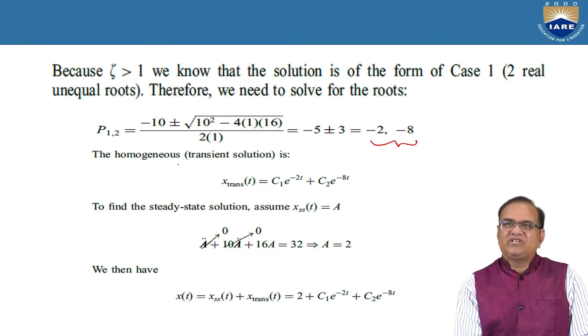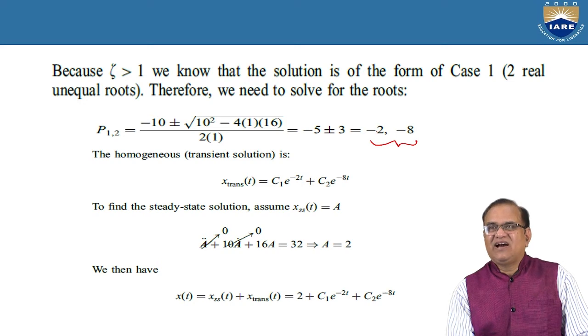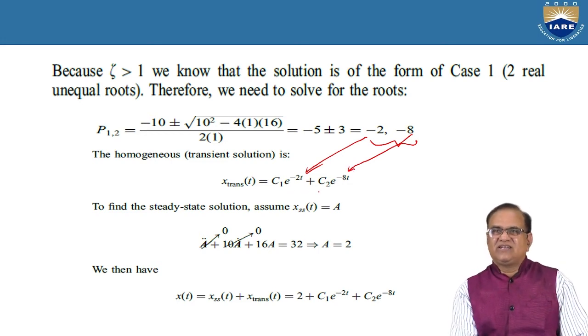Okay, so the homogeneous transient solution is x(t) equal to c1 e to the power minus 2t plus c2 e to the power minus 8t. All these values we have to put here. This is the solution for this transient problem.